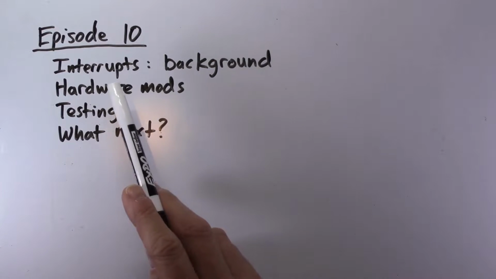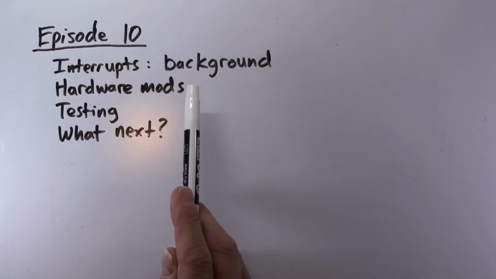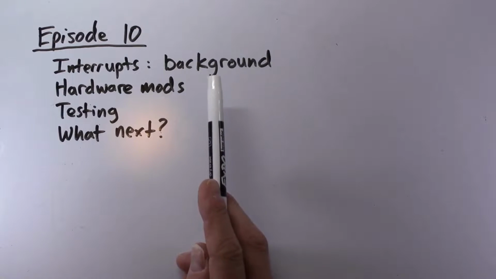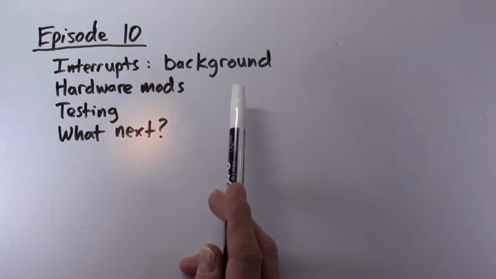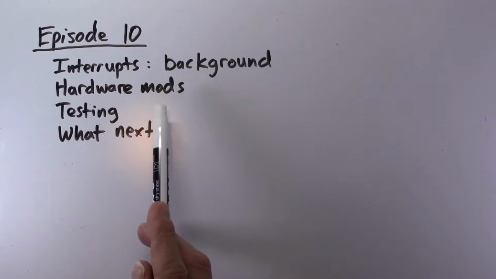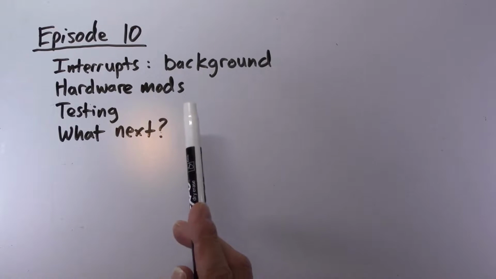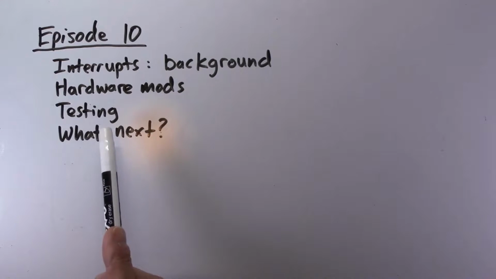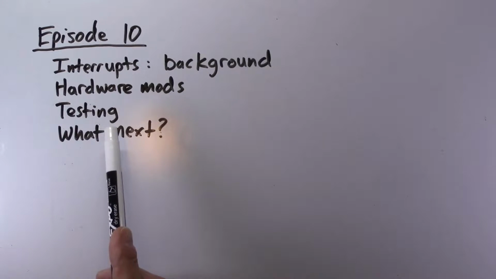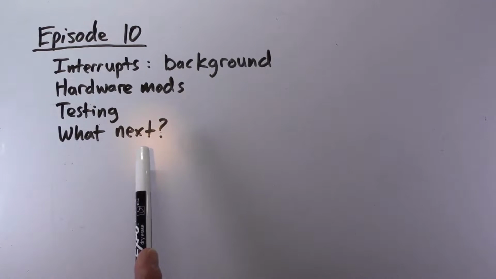In this episode, we will introduce the idea of interrupts and present some background on what they're for and how they work and how we're going to use them in our 6809 system. We'll go through some initial hardware modifications that are going to be necessary to allow the system to support interrupts. We'll test the hardware with those new modifications, and then we'll wrap up by explaining what we will need to do to actually add an interrupt controller to the system and modify the monitor program to take advantage of it. All right, let's get started.